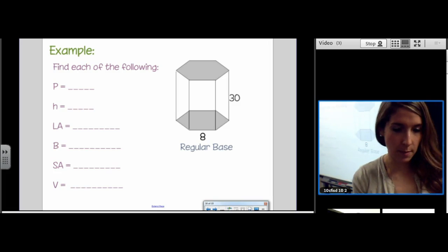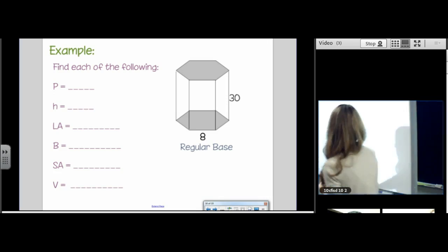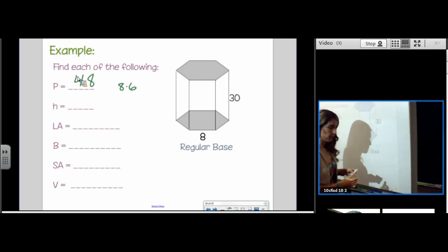Okay, let's call on names. What is the perimeter? Capital P. Very good. 48. The perimeter means the perimeter of the base. Each side is 8, and there's 6 sides. So that's how we got that one.